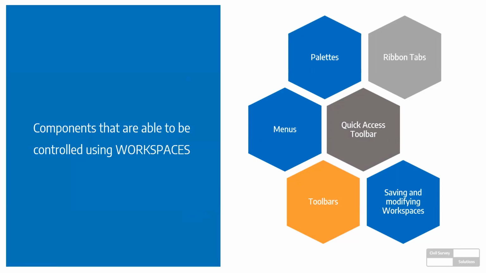We'll be looking at the ribbon tabs. We'll be looking at moving ribbon tabs around and placing them on our drawing editor in positions that we want. We may find that we use the layer tab of the ribbon fairly frequently, and we might want to have that displayed in the workspace that we'll be using.